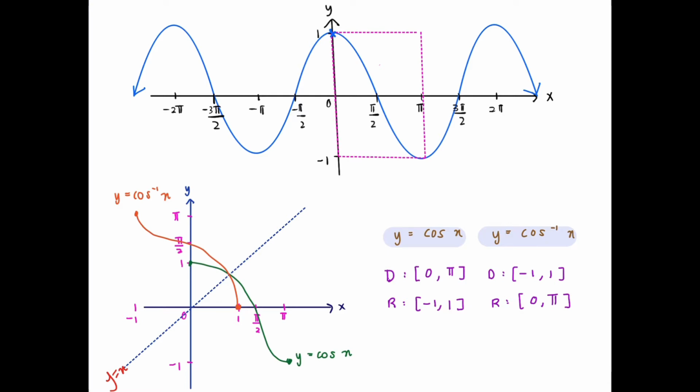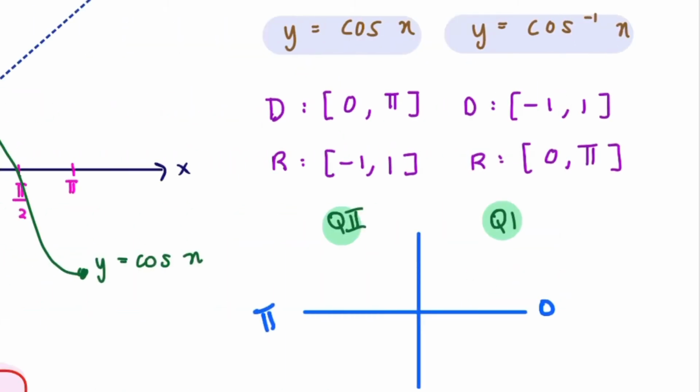So let's see here, for y equals cos x, the domain is from 0 until pi, the one that we've cut just now, and the range is from -1 until 1. And for inverse cos, the domain is just the range of cos, which is from -1 until 1, and the range is from 0 until pi. So we can see it clearer.